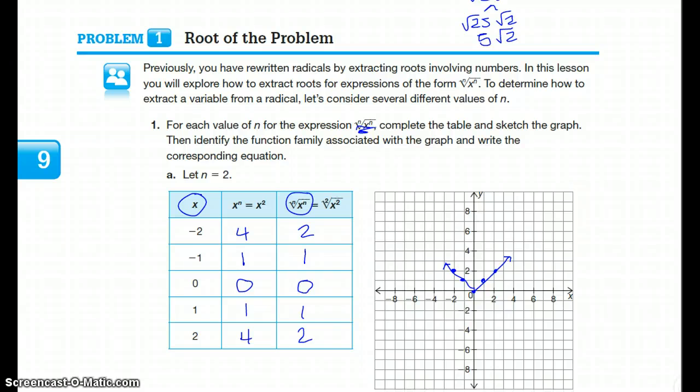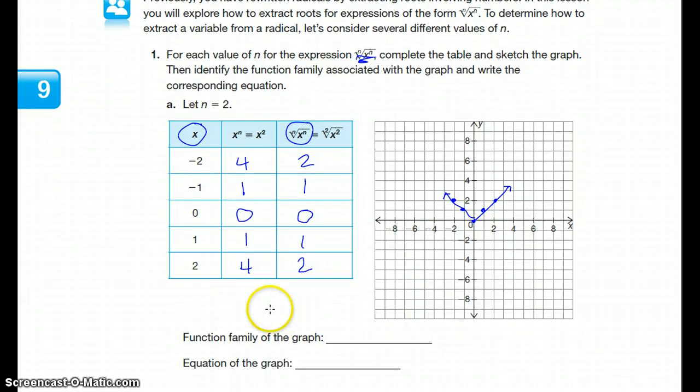And you may have learned in previous math classes that when you see a function that looks like a V, its function family, which we haven't really discussed this year, is an absolute value. So anytime that you have a graph that looks like a V, it's an absolute value. You've learned in previous math classes that the equation for this graph is y equals the absolute value of x. These are straight up and down lines. So that's part A.